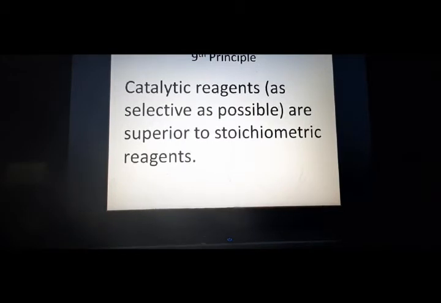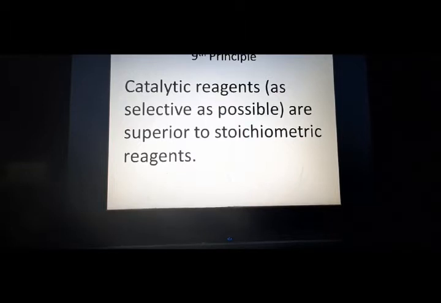Catalyst reagents is used so the reactants can react with each other to produce a desired product. The catalyst can be regenerated so the remaining reactants can produce more product. While stoichiometric reagents may produce unwanted byproducts that could be harmful to the environment.